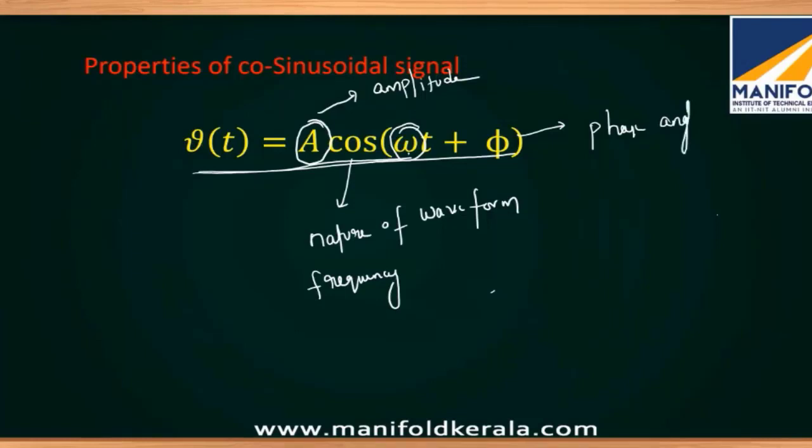So in any cosinusoidal signal, either voltage or current, there are four properties. One is the amplitude, the nature of the waveform, the frequency, which you can also call the angular frequency, and the other one is the phase angle.